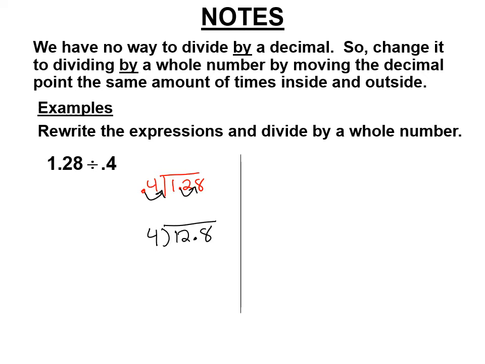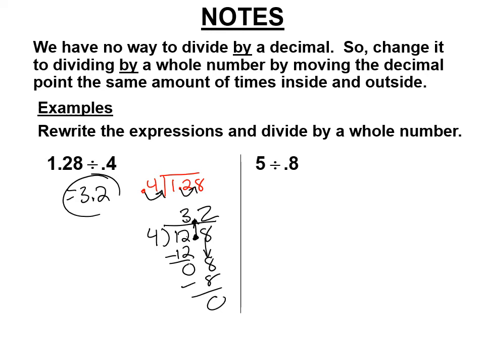4 doesn't go into 1, but it goes into 12 3 times. The 3 goes above the 2. Decimal point is there, so it goes straight up. 8 goes straight down. 4 into 8, 2. And so the answer to the original problem and the one we did is 3.2.